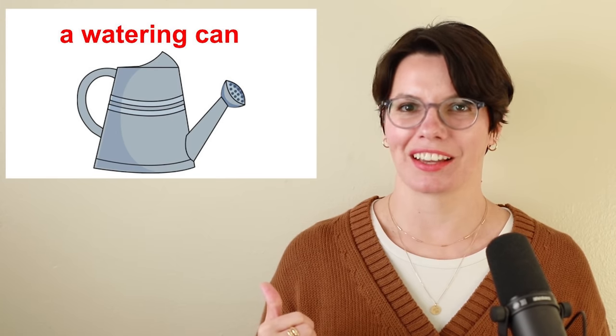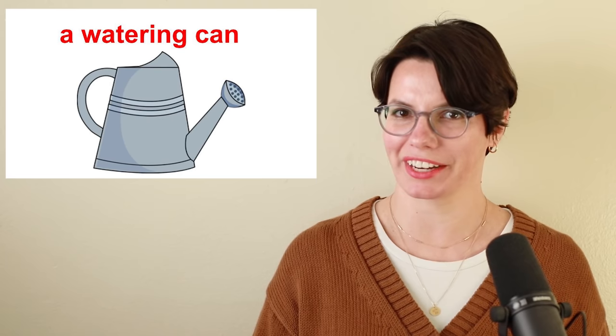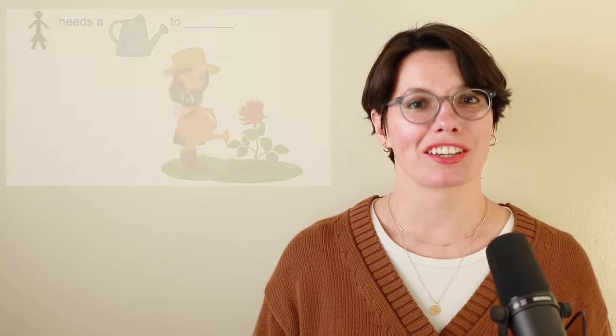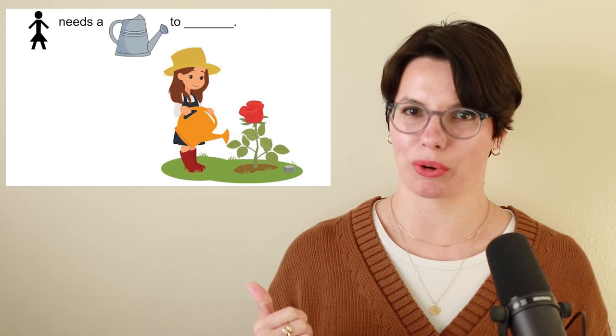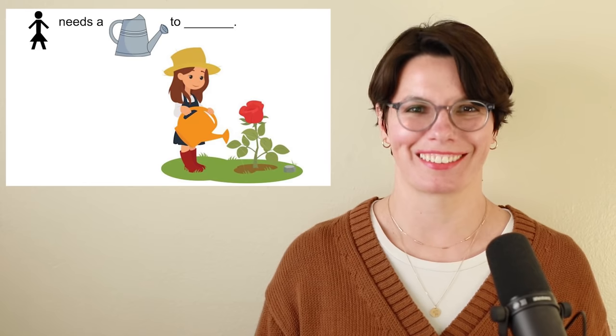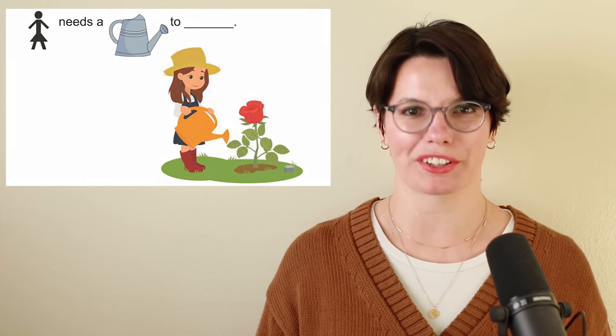Great job. A watering can. A watering can. This is a watering can. I have a watering can. Do you have a watering can? Does she have a watering can? That's right, she has a watering can. She needs a watering can to water the flower. Let's practice. Why does she need a watering can? That's right. She needs a watering can to water the flower.